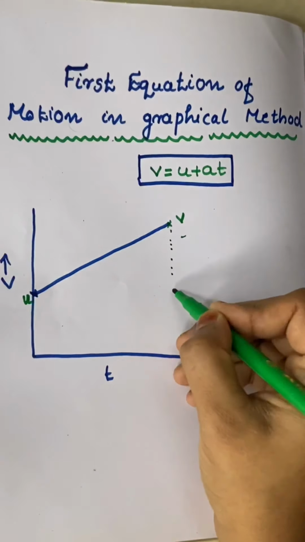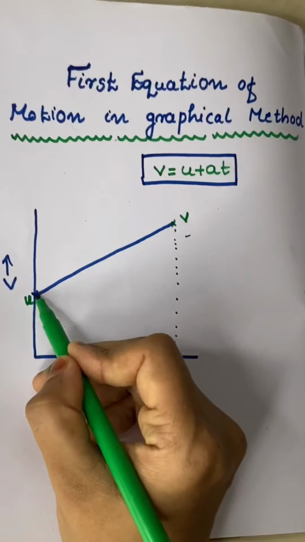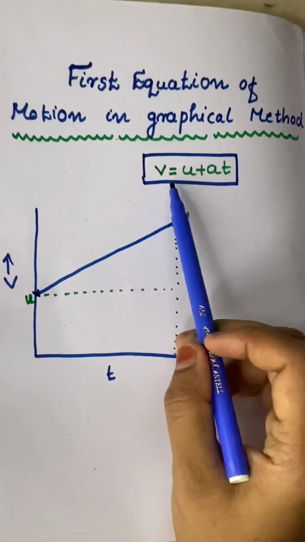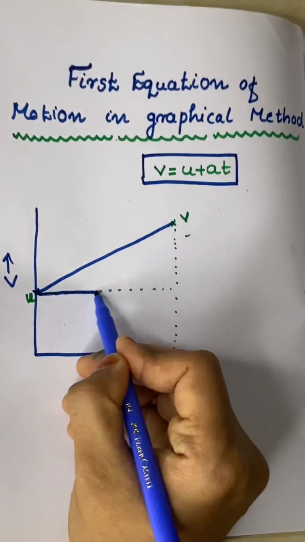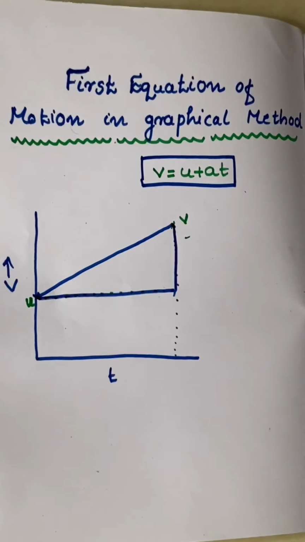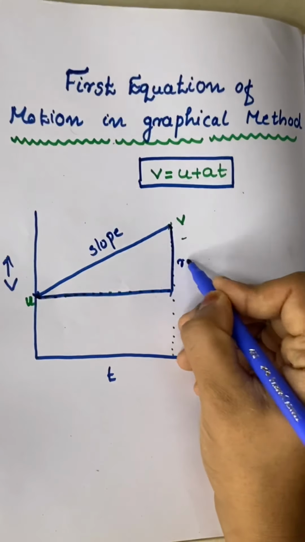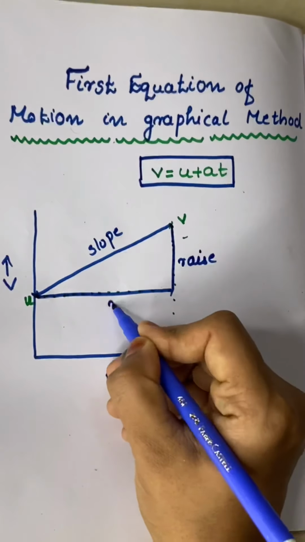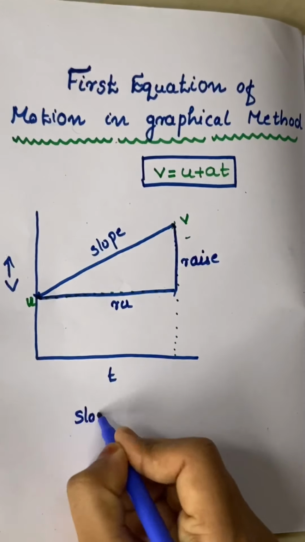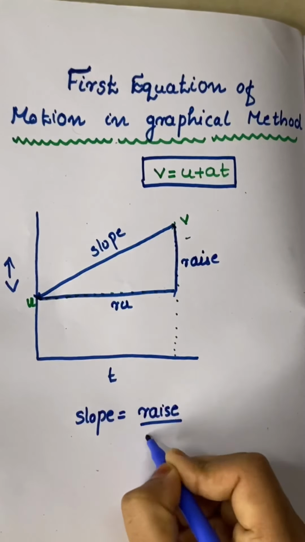Actually when we are doing a problem also, we do the same thing. So we are going to connect. Here also I am connecting. For finding the first equation of motion, we want to find the slope of the graph. How to find the slope of the graph? This is the slope. This is the rise and this is the run. So we can say slope is equal to rise by run.